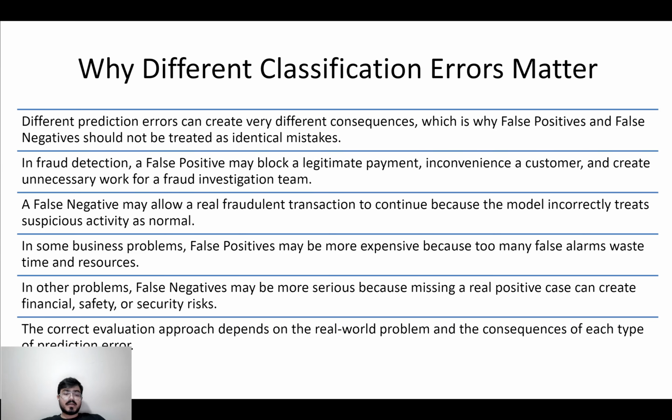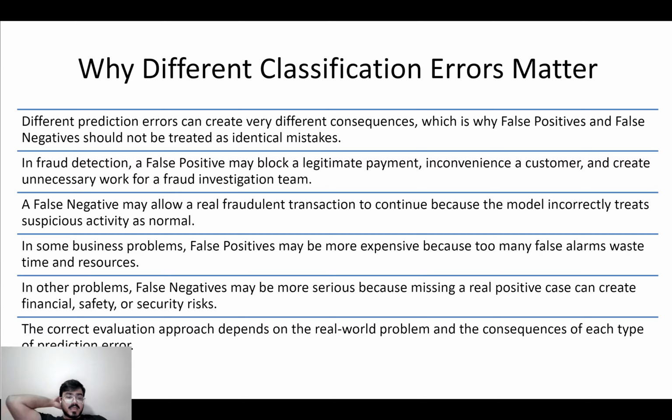Not every prediction error has the same impact; it depends on the application. One type of mistake may be much more serious than the other. Let's continue with our fraud detection problem. A false positive happens when a normal transaction is incorrectly flagged as fraud. Although this can be an inconvenience for customers or may require additional investigation, the transaction can usually be reviewed and approved later. A false negative, however, is often much more serious. In this situation, a fraudulent transaction is predicted as normal, allowing the fraud to go undetected. This can lead to a financial loss or security risk for both the customer and the bank.